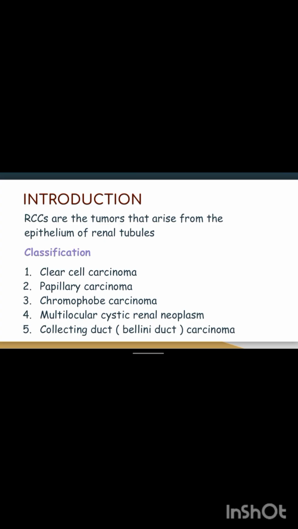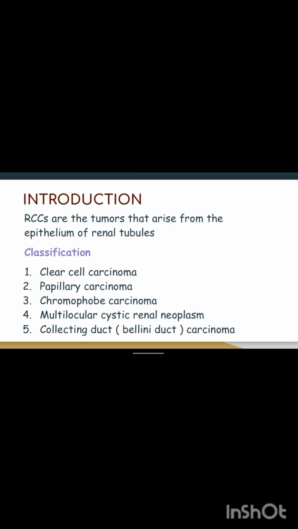These tumors may arise in any portion of the kidney but occur predominantly in the poles, especially the upper pole. The risk factors associated with RCC are as follows: tobacco chewing, which is the most significant risk factor, obesity, hypertension, estrogen exposure, ESRD, petroleum products and heavy metals exposure, and tuberous sclerosis.